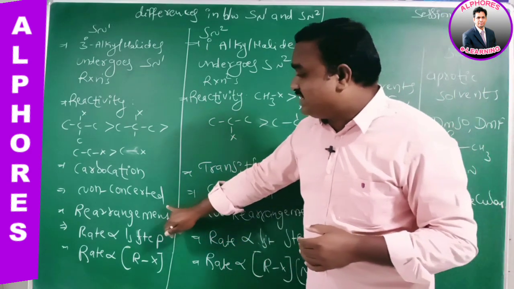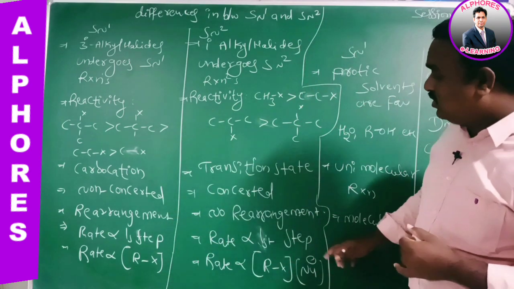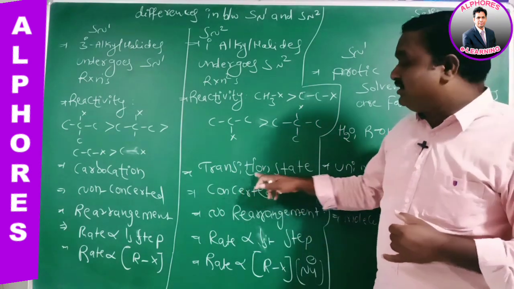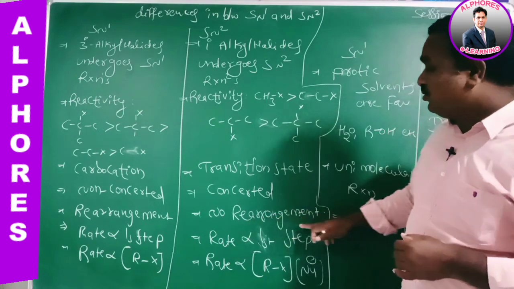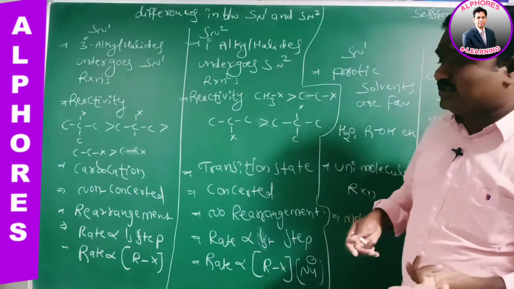So rearrangement is possible in SN1 reactions. Here there is no rearrangement because the formed intermediate is a somewhat less stable transition state. So no rearrangement. We have to write the product as it is, without rearrangement, here.